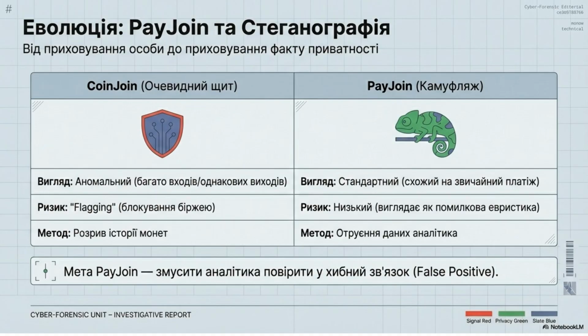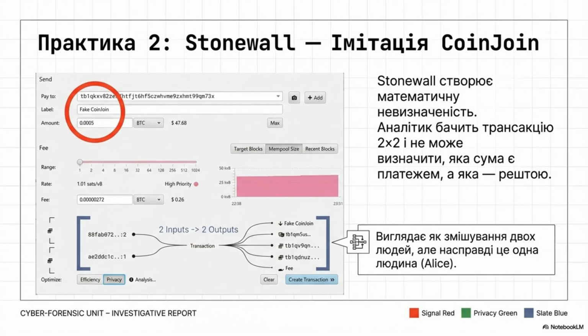PayJoin is the evolution from hiding identity to hiding the fact of privacy. CoinJoin is an obvious shield, looking anomalous with multiple inputs and identical outputs, posing a high risk of flagging. PayJoin is a camouflage, looking like a standard payment, with a low risk, aiming to mislead analytics with a false positive. Practice 2 demonstrates Stonewall, a CoinJoin imitation.